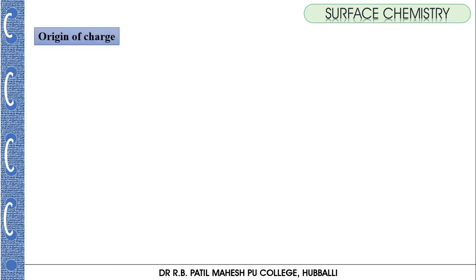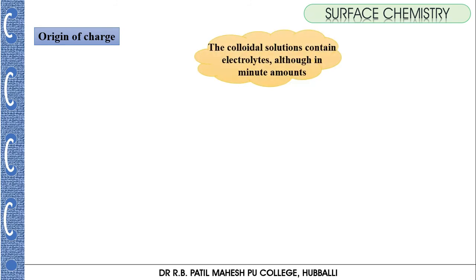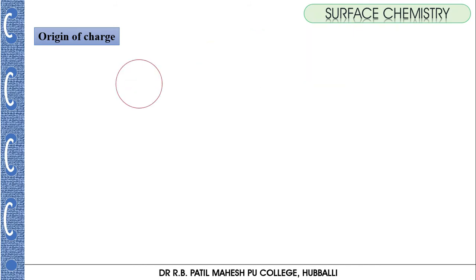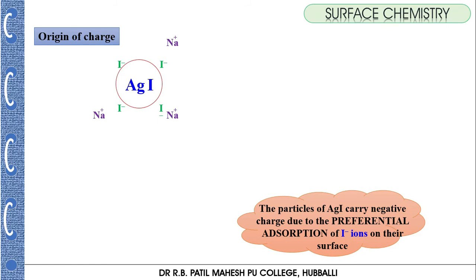Let us see the next property, origin of the charge. How is charge going to form? The colloidal solution contains electrolyte, although in very small amounts. Silver iodide, this negatively charged colloidal particle is obtained by adding potassium or sodium iodide to silver iodide. When potassium or sodium iodide is added to silver iodide, what happens? This silver iodide colloidal particle preferentially adsorbs iodide on its surface. In other words, iodide is coated on the surface of the silver iodide. Hence, this silver iodide is going to get a negative charge, and of course it is going to attract positively charged counter ions from the solution. So the particles of silver iodide carry negative charge due to preferential adsorption of iodide ions on their surface.